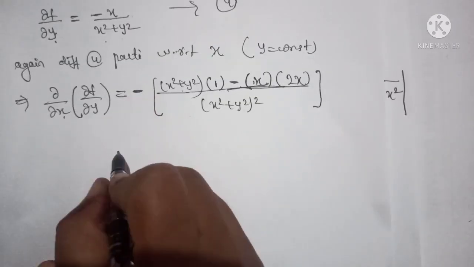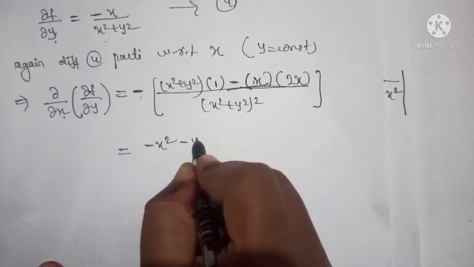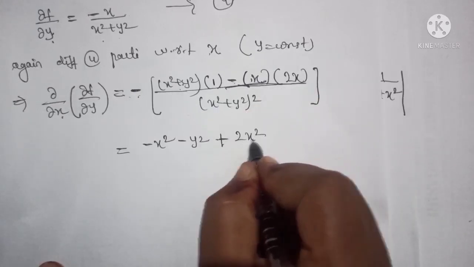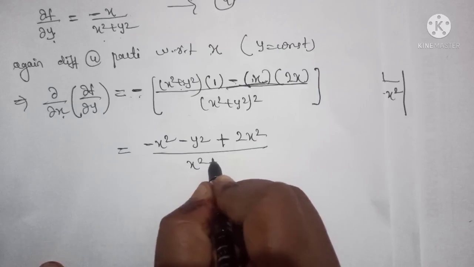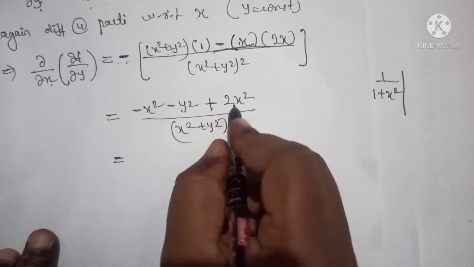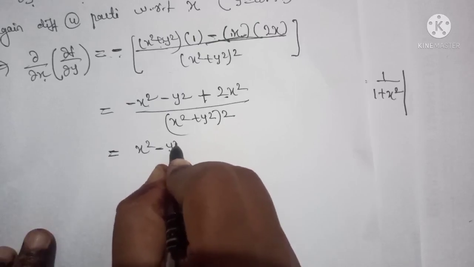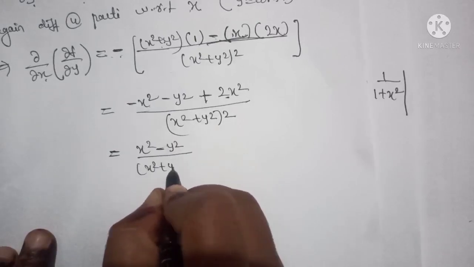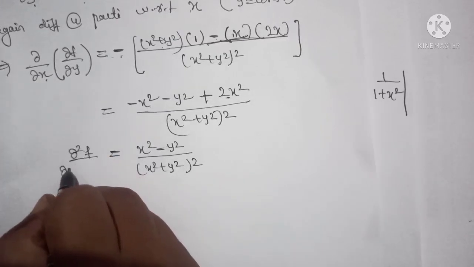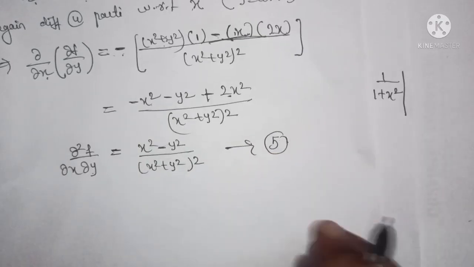Now multiply this minus sign to this, we get minus x square minus y square, minus into minus plus x into x, 2x square divided by x square plus y square whole square. So therefore 2x square minus x square is x square minus y square divided by x square plus y square whole square. So here it becomes ∂²f/∂x∂y. Highlight this equation, consider this as equation 5.